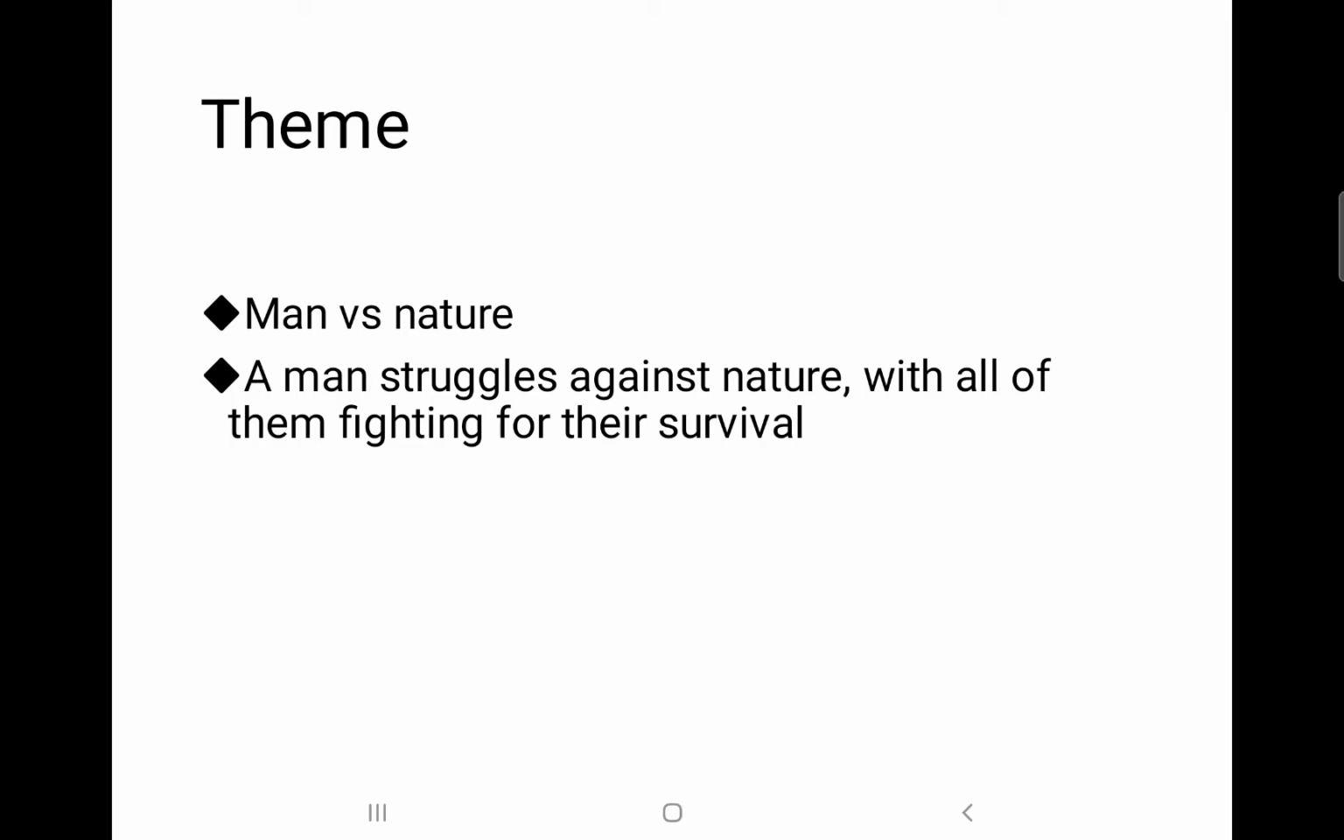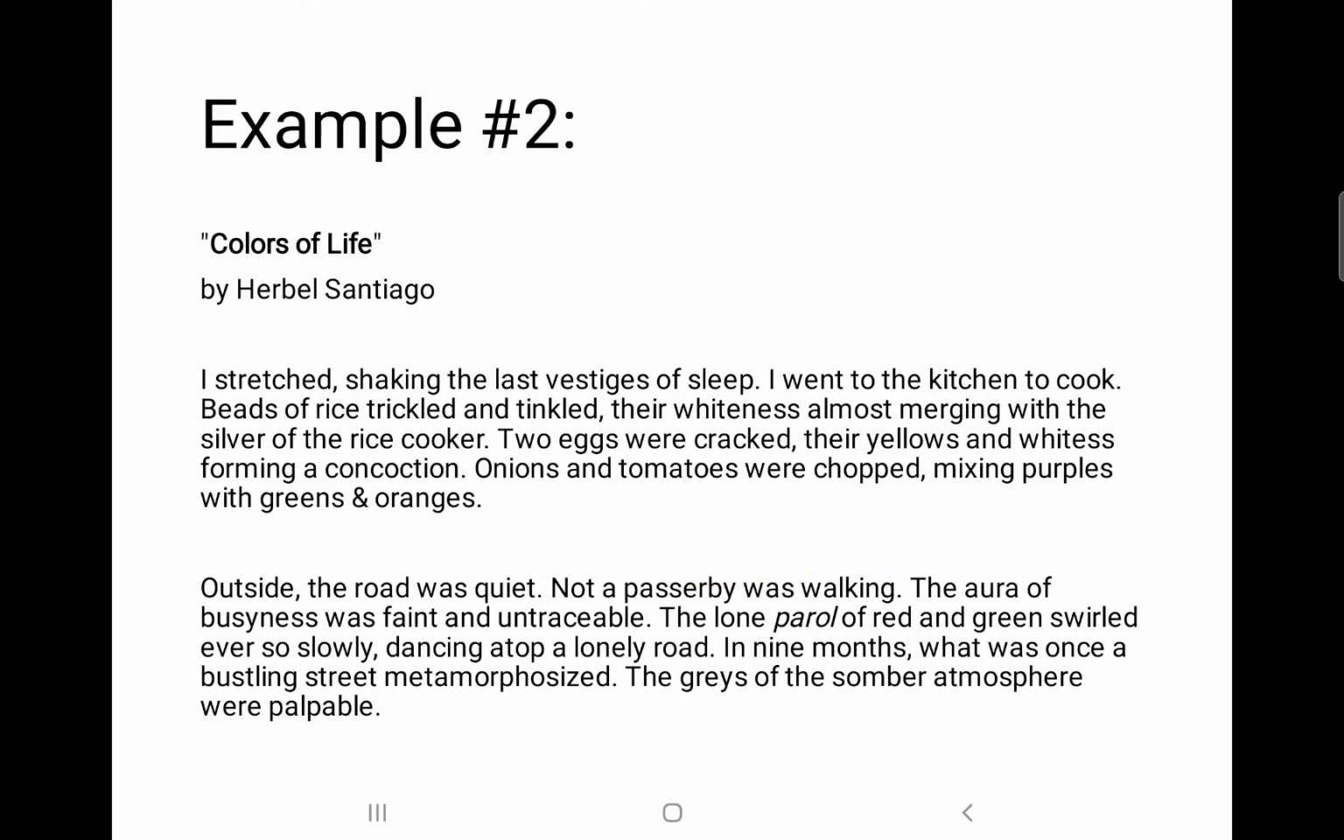So you have a theme, but you have a very complex and nuanced, specific theme right below. A main idea: a man struggles against nature, with all of them fighting for survival. Okay? So that's how you identify a theme. Let's have another example.